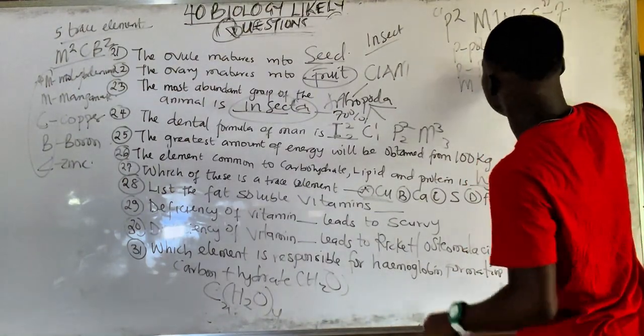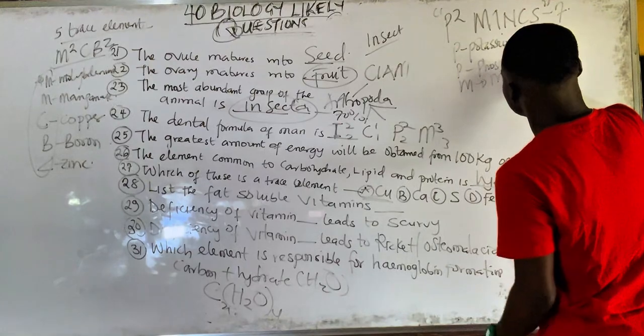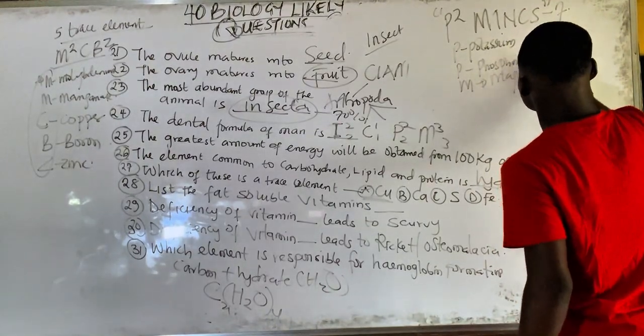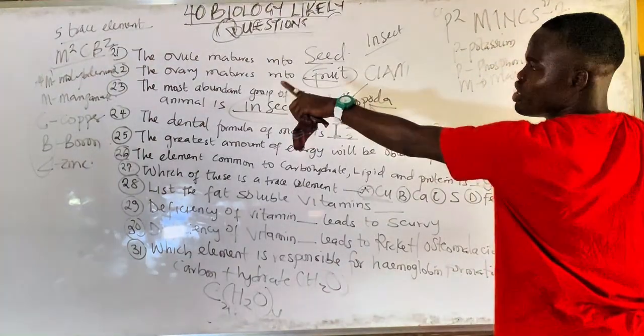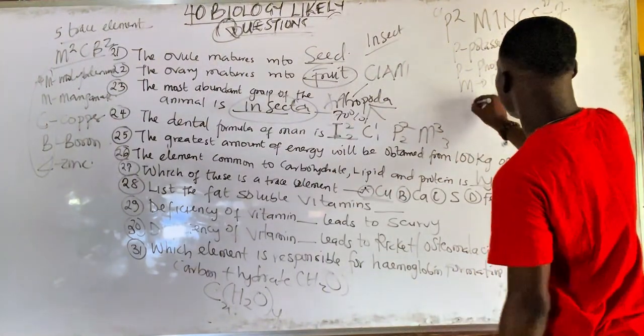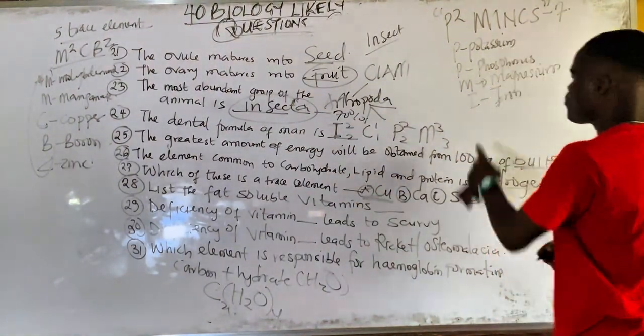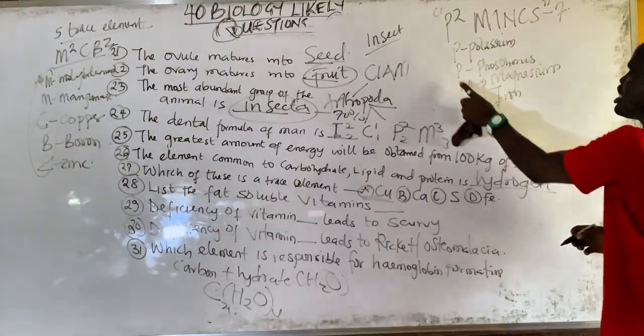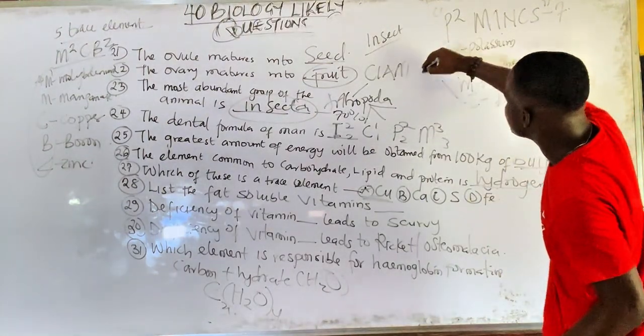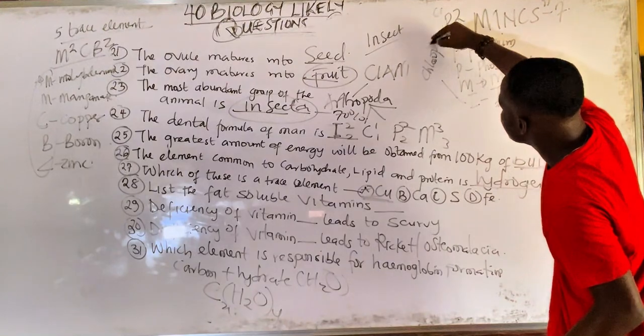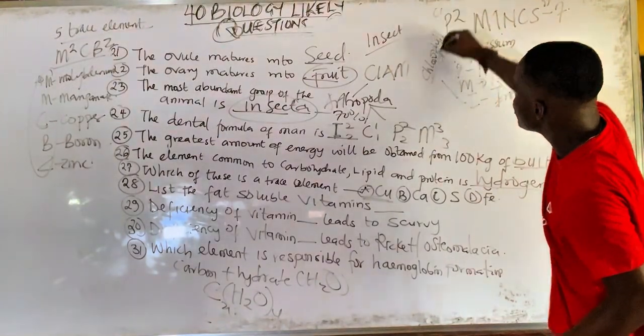The first M here is magnesium. That's why I said it's not molybdenum or manganese. The I here is iron. And something is worthy of note here: Mg and Fe, these are the ones responsible for chlorophyll formation. Chlorophyll formation, okay?